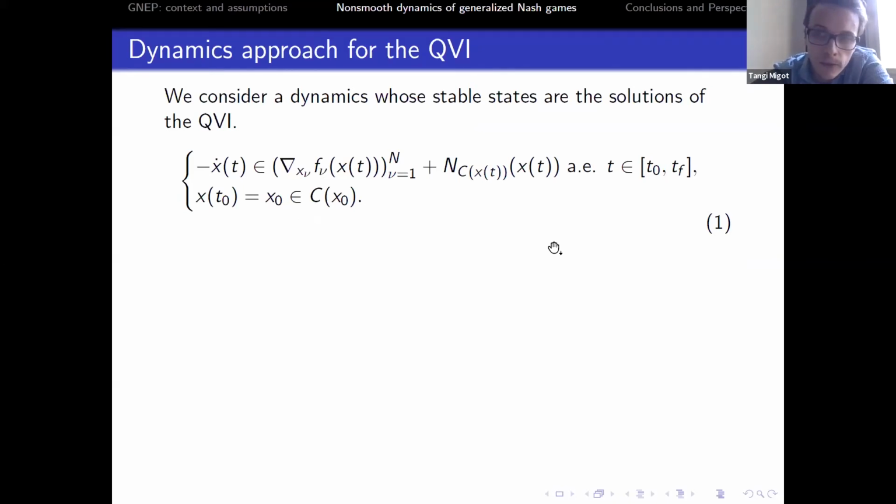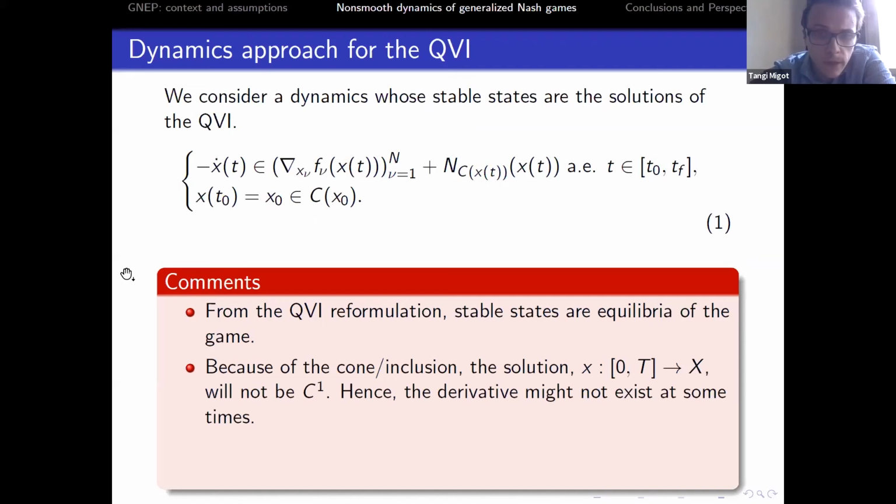Okay, so I'm considering this dynamical system, this dynamic differential inclusion. Where you can really see that if x dot is equal to 0, so when it reaches a stable state, then we have a GNE.